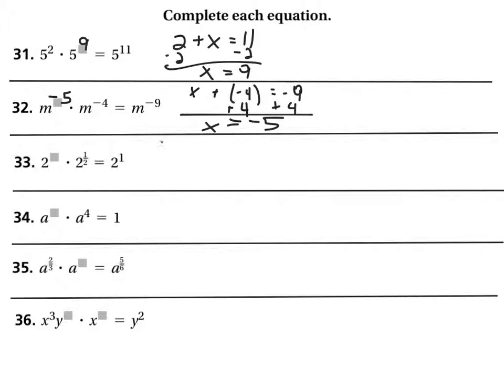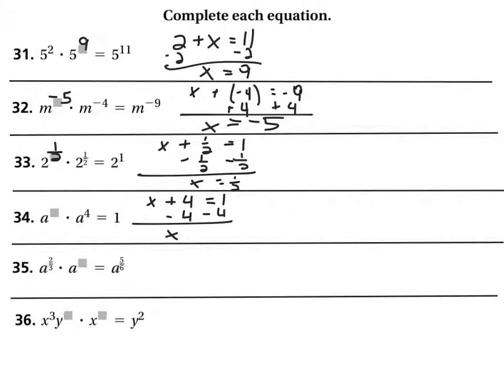So that works. So here we can say, for this one, x plus 1/2 equals 1. Subtracting 1/2 from both sides, we get x equals 1/2, which makes sense because 1/2 plus 1/2 equals 1. And keep going, x plus 4 equals 1. We'll need to subtract 4 from both sides, and we get x equals -3. So -3 plus 4 equals 1.